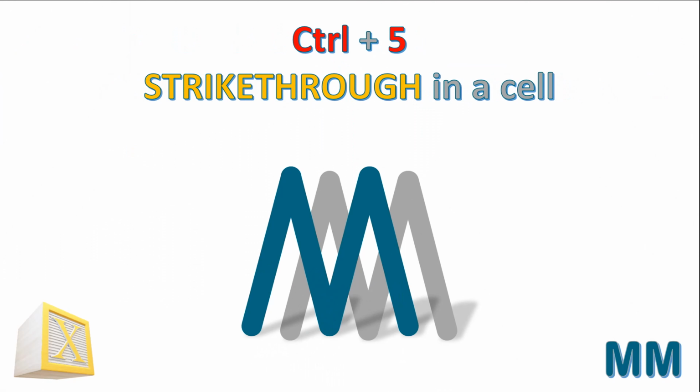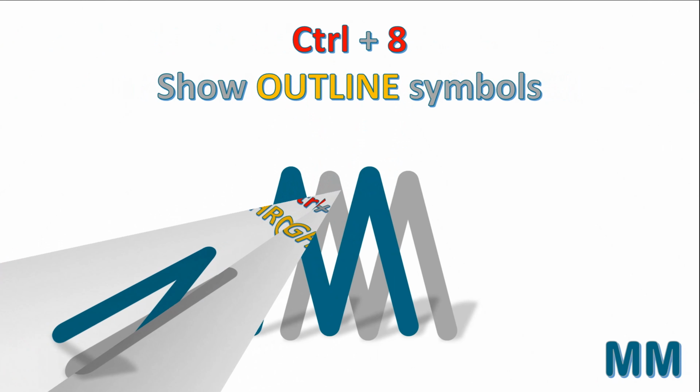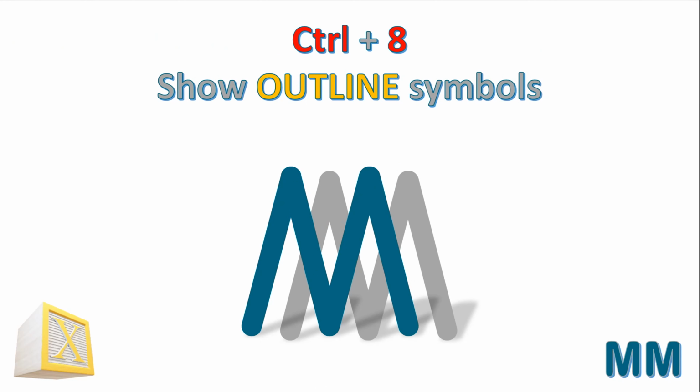So to make it bold, italic, change the font, and so on and so forth. If I want to strike through a cell, so to have that horizontal middle line at the content level, I can simply press Ctrl and 5. If I want to see the outline symbols, if I have them, and if my workbook is applicable for that option, I can press Ctrl and 8.